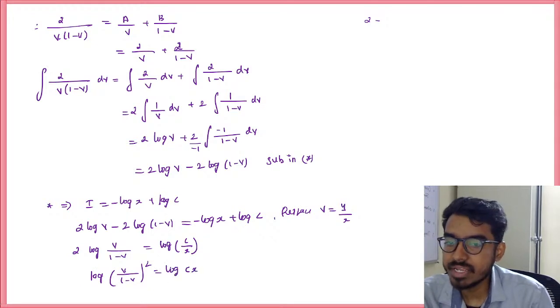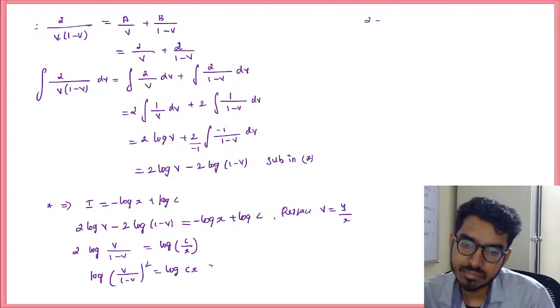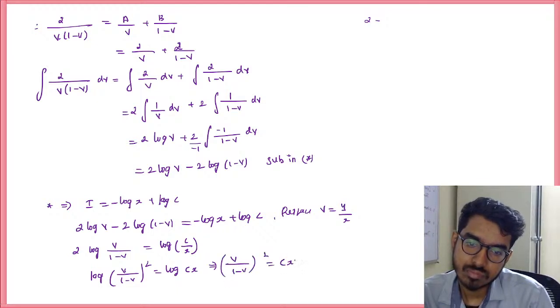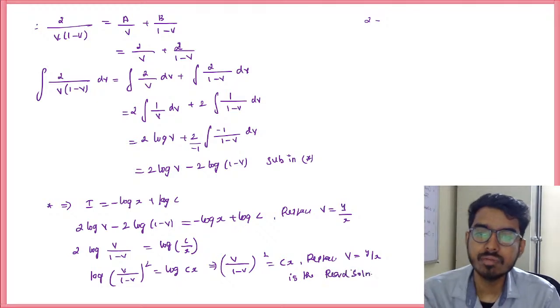This log will get cancelled. So we will have v by 1 minus v whole square is equal to cx, right? Now replace v is equal to y by x, and that is the required solution. Right, a very simple problem.